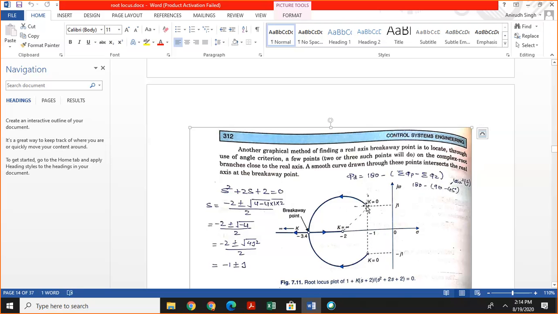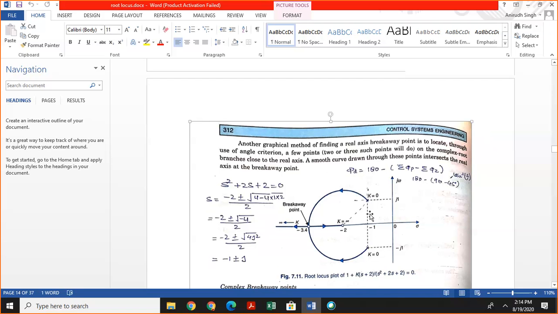So this root locus starts from here, and this is the breakaway point. From the breakaway point, the complex roots become real roots, and one branch terminates at the zero and the other branch terminates at infinity. And why do we calculate the angle of departure? Because this branch may start from this direction or from that direction. So the direction in which the root locus emerges is determined by the angle of departure. Clear?